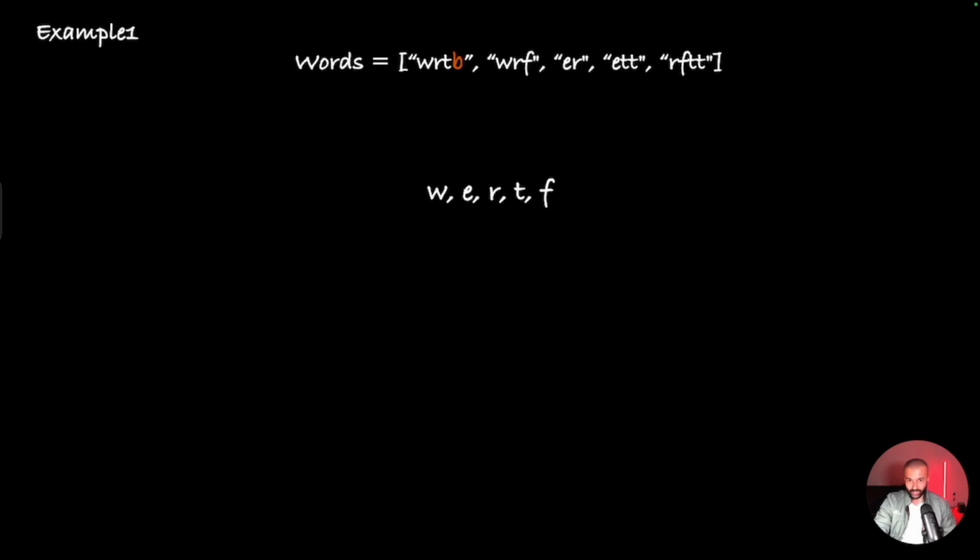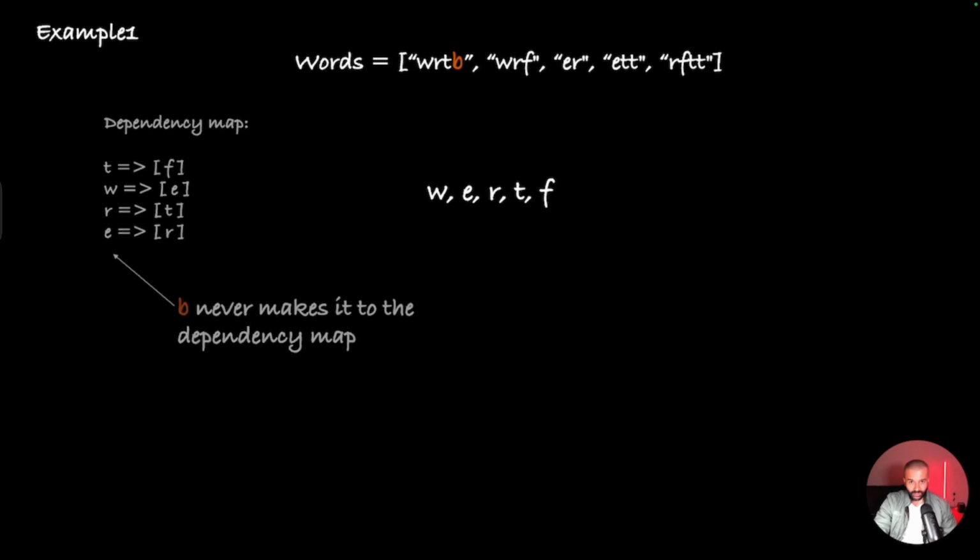We have a couple things to worry about. There are straggler characters. If we added an extra character B, let's say we have this example with B never makes it to the dependency map here. So how do we accommodate for characters that may not make it to the dependency map?